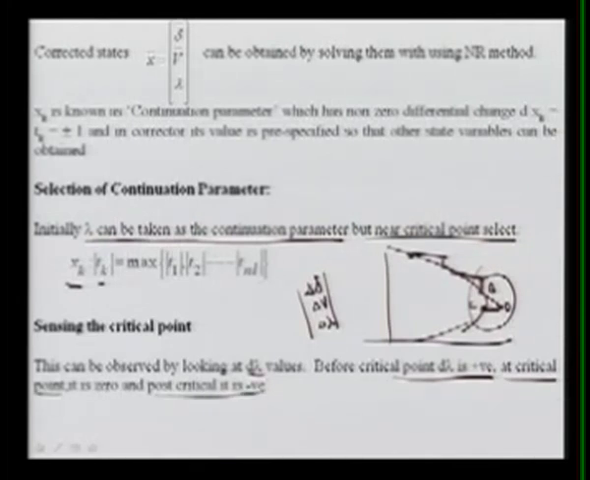Means, during this zone here, the change in lambda, change in d lambda, is always positive. Here at this point it is 0, and at the lower point here, the change in lambda will be negative.